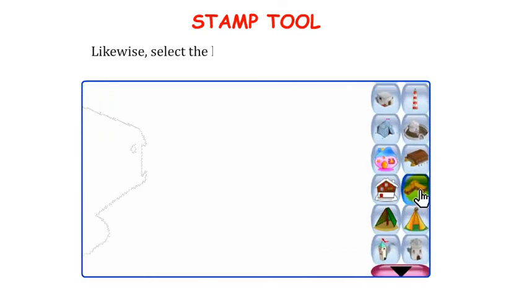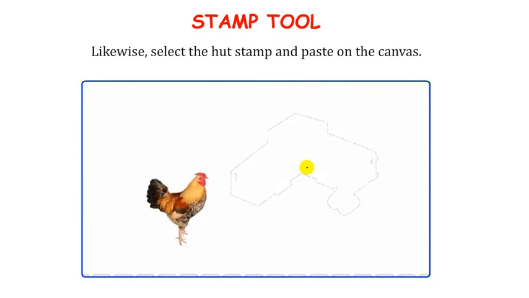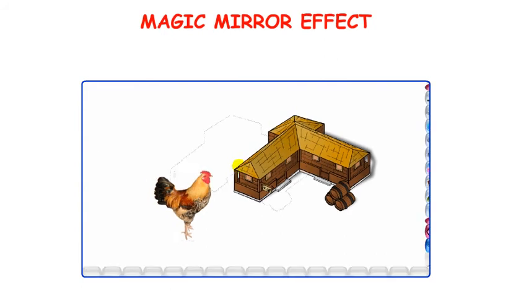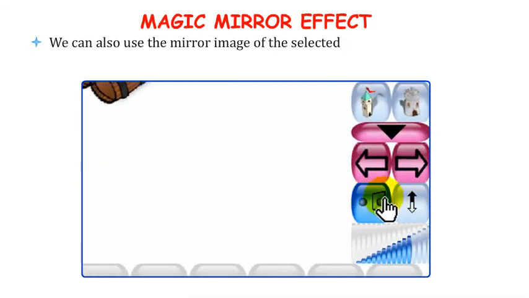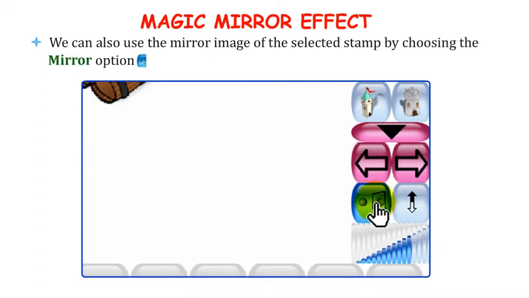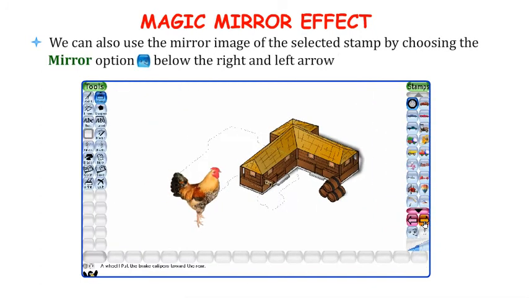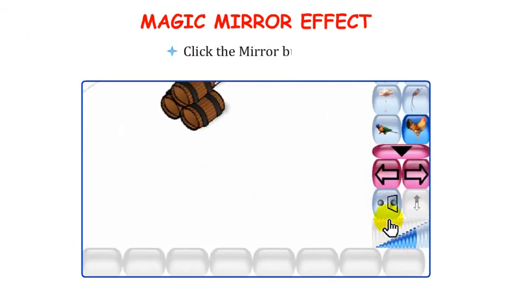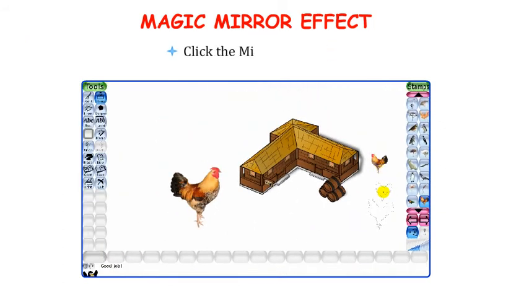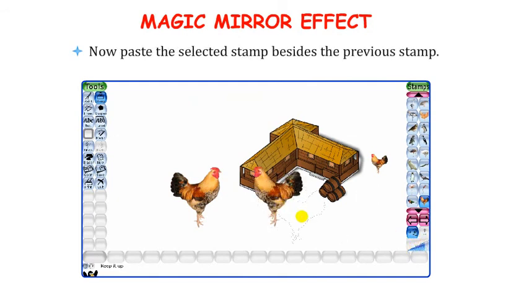Likewise, select the hut stamp and paste on the canvas. Magic mirror effect. We can also use the mirror image of the selected stamp by choosing the mirror option below the right and left arrow keys in the SUB-TOOLBOX. Click the mirror button. Now paste the selected stamp beside the previous stamp.